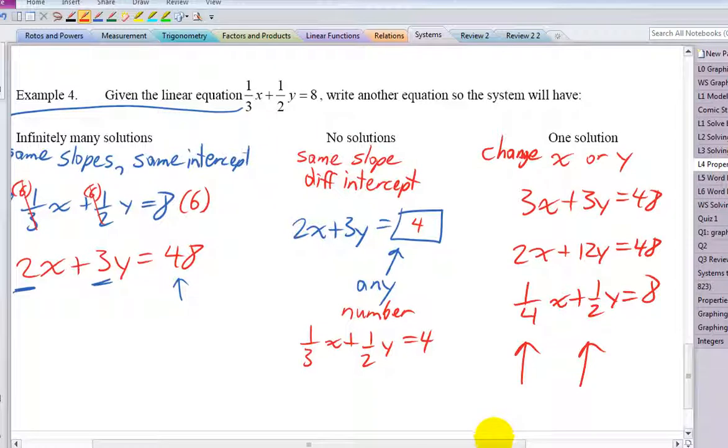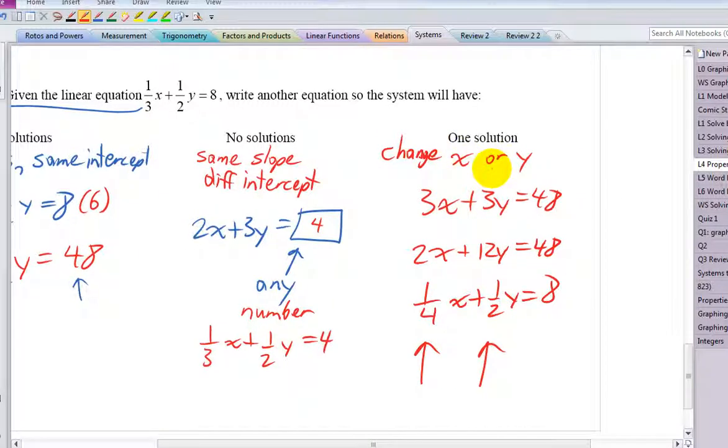Why do we change the x or the y? What do we need here? We need to have a different slope. Okay, so please write that down. That's kind of important to know why we're changing x or y. And it's just to get a different slope. So make sure you write down different slope as the reason for changing x or y. That's kind of an important thing I forgot to write down.